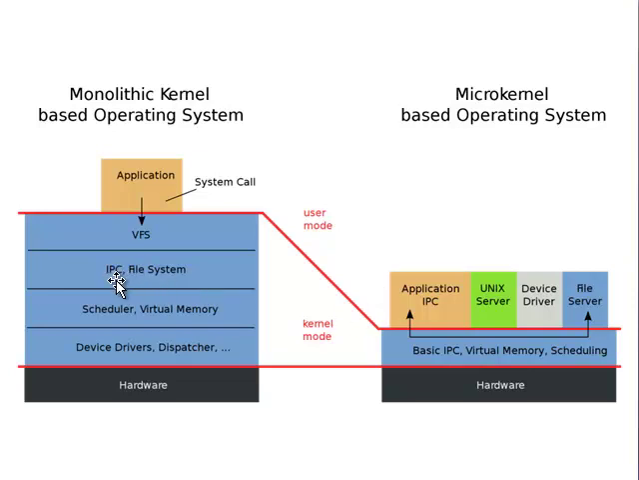IPC, this acronym that we see here, refers to inter-process communication. So this is how one process can talk to another process. So how your program, for example, might talk to the file server to be able to save some files to disk.